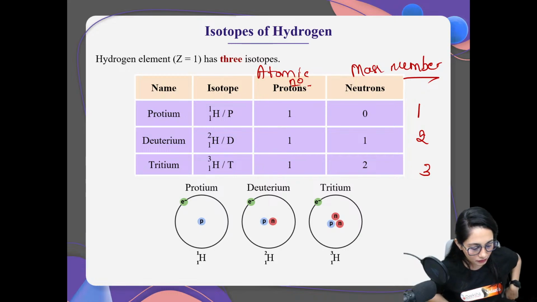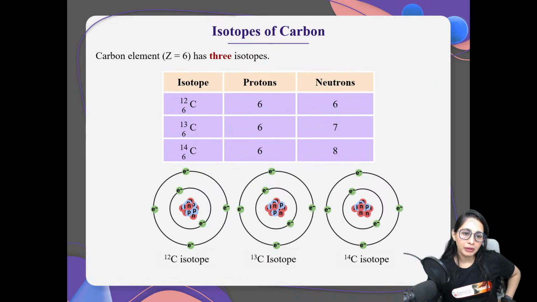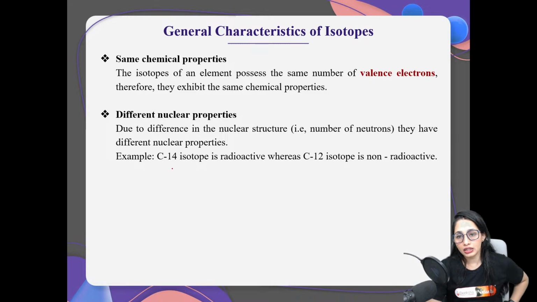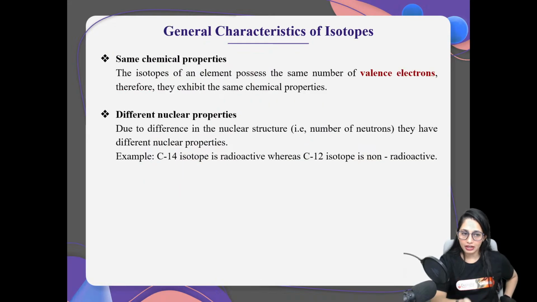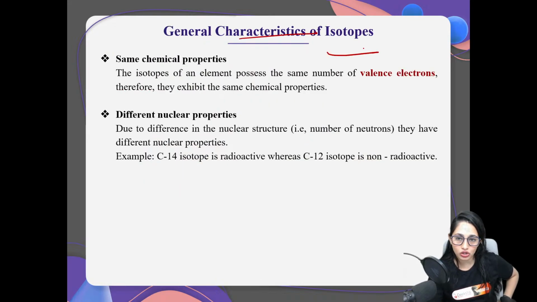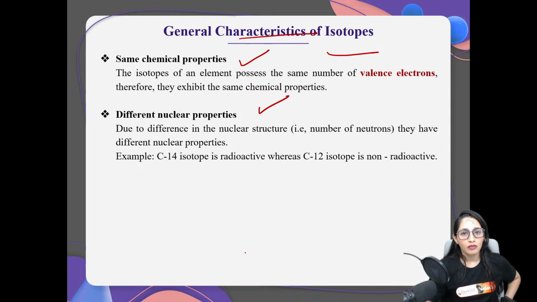The carbon element has three isotopes, carbon 12, carbon 13 and carbon 14. So which one should we consider as the mass? Is it 12, 13 or 14? This is the confusion. So we'll take the average. We'll come to that. But let's discuss the general characteristics of isotopes. They have the same chemical properties, but different nuclear properties. Why? The nucleus has a different number of neutrons in each isotope. For example, carbon 14 isotope is radioactive while carbon 12 isotope is non-radioactive.